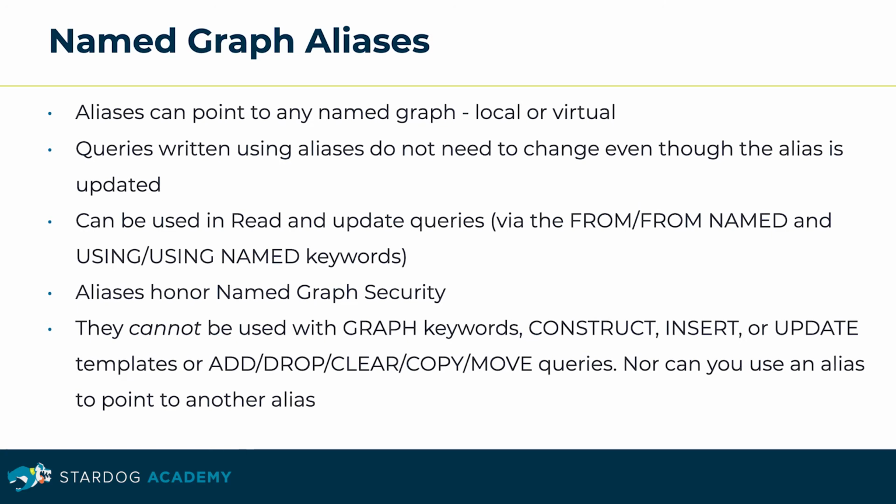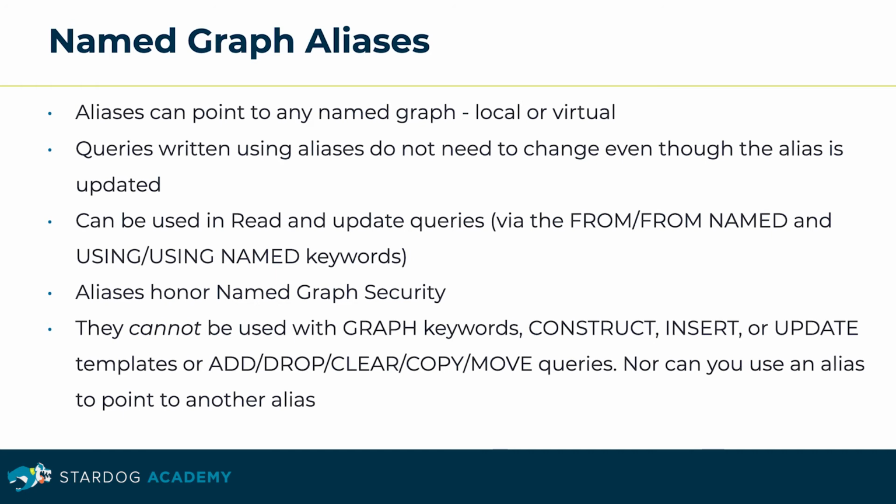When we want to promote this data to a different environment, say staging or production, we can use a named graph alias to refer to the data. This way, queries can be written to simply interact with the staging or production graphs and not worry about the underlying data. Aliases can point to any named graph, local or virtual. Queries written using those aliases do not need to change even though the alias is updated.